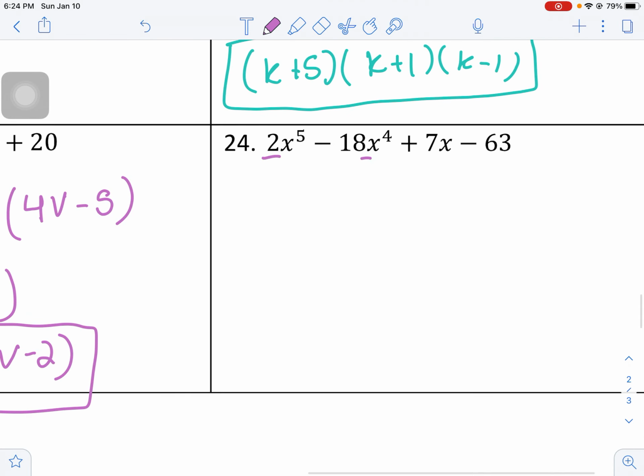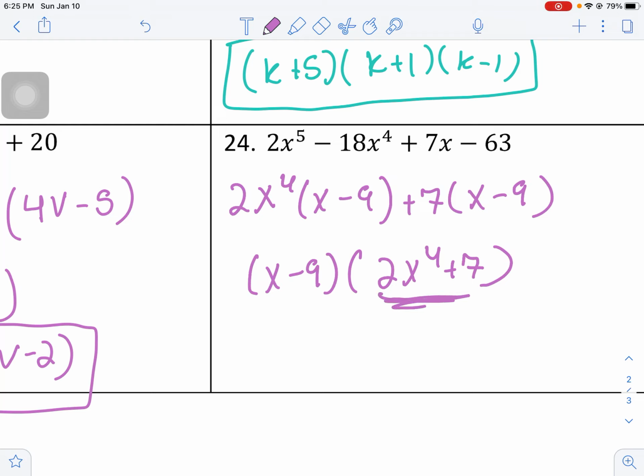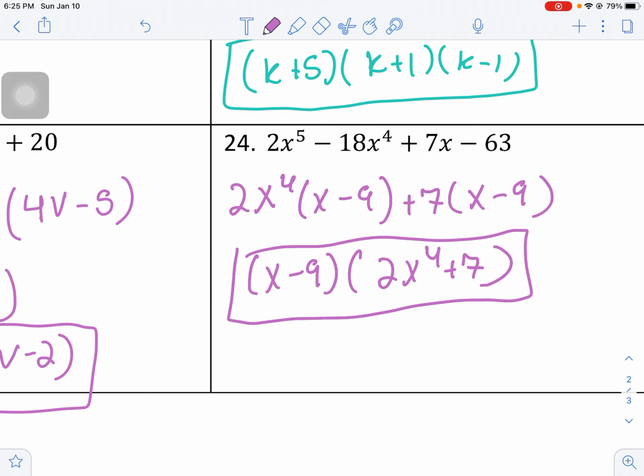All right, last one. Looks like we pull out a 2x to the 4th power. 2x to the 4th gives us x minus 9. Then we need to pull out 7, so plus 7, x minus 9. So that is going to be x minus 9 to the front, 2x to the 4th plus 7 in the back. This is not a difference of squares. It's not a sum of cubes or difference of cubes. So then we are going to stop right there.